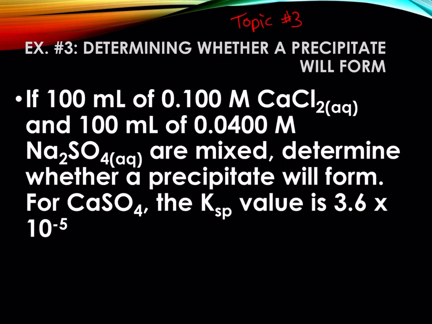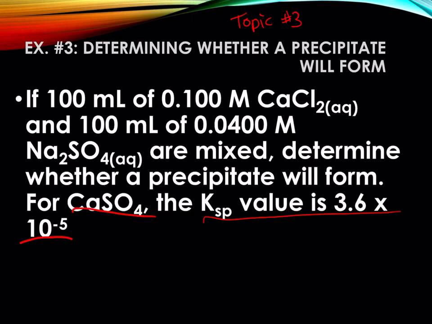We're still determining whether a precipitate will form, but this question is a little bit different. So I believe if you printed the note off, you'll still have space to fill this in on the paper, unless you write enormous. But you can see here there are a lot more numbers. So we're still given a KSP value. That's important. We're told that the KSP is for CaSO4.